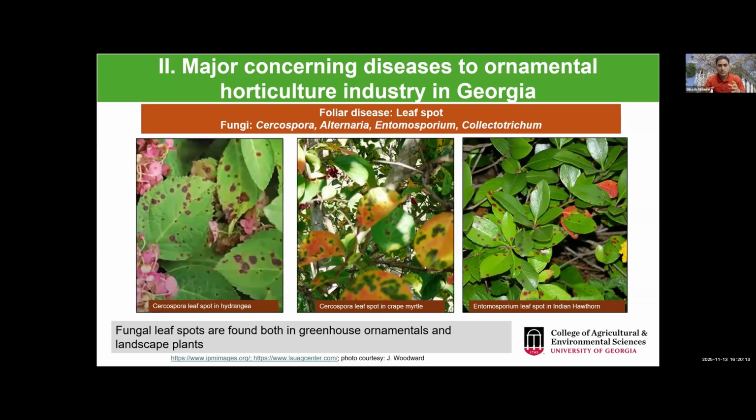Actually, Dr. Gene Woodward was collaborating with a breeder here, John Ruter, trying to screen some of the cultivars at the Blairsville Mountain Research Station a couple of years ago. So fungal leaf spots are found in both greenhouse ornamentals and landscape plants.